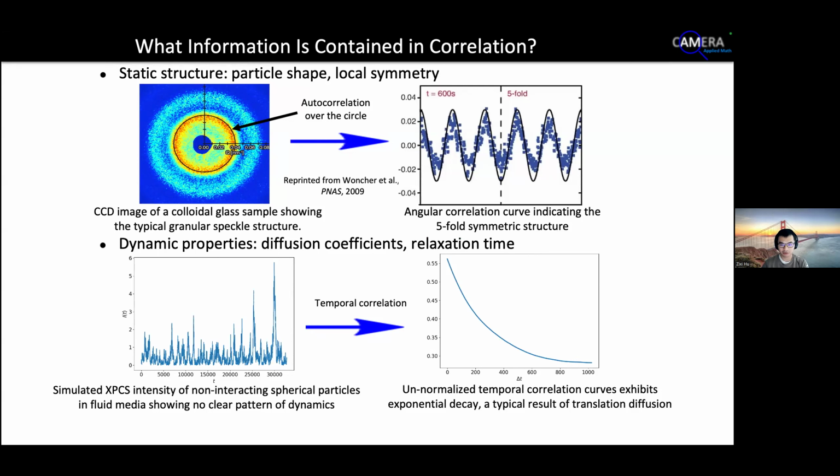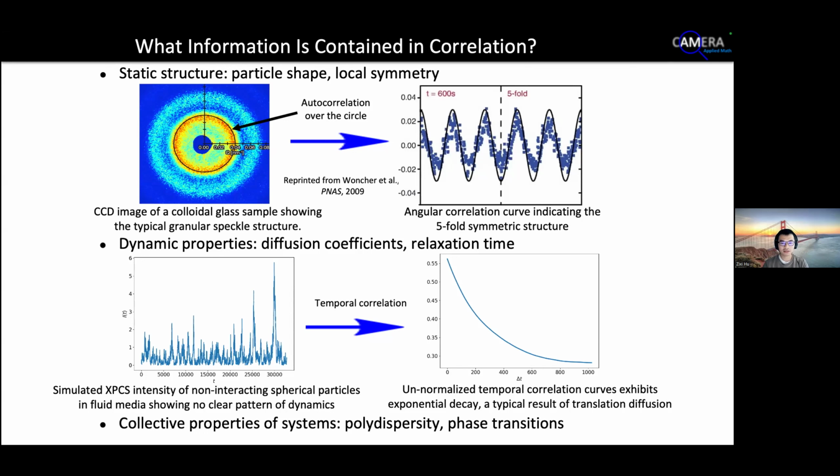study translational diffusion. Fitting the autocorrelation to an exponential decay curve is typically how we estimate the translational diffusion coefficients. So usually when looking into disordered systems that generate disordered data like this, correlation data analysis can help us expose some statistical properties of the system.